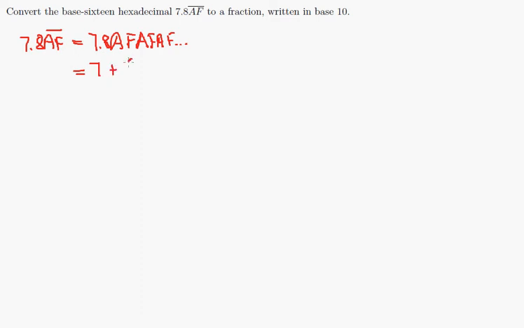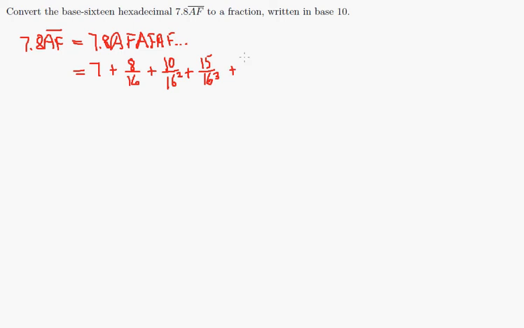The 8 means 8 over 16 to the first power. In base 10 it would be over 10, but now that we're in base 16, this is over 16. The next one, 10 for A, over 16 squared. The next term would be F, which is 15 over 16 to the third, and it's third because this first F is in the third spot.